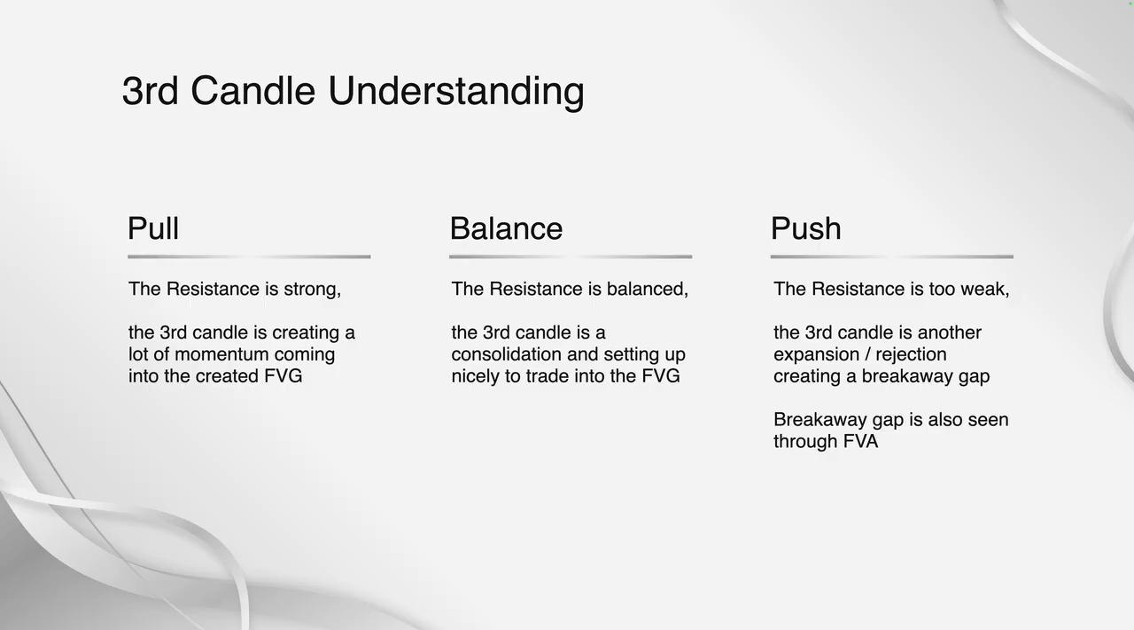Now, with a pull, where the third candle is pulling, actually, the resistance is strong. When the resistance is strong, that determines the amount we will retrace, right? What we went over as well. So the third candle is creating a lot of momentum coming into the created fair value gap. Let me show you what this looks like.